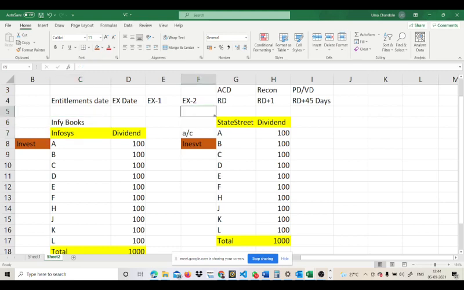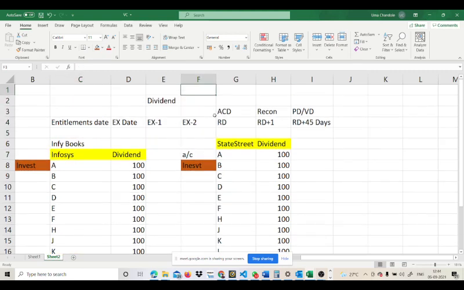Okay. So what is the rule for dividend? Suppose if you want the benefit of dividend, then you should always place the trade before the X date. Before the X date means X date minus 1 would be your entitlement date. You can even put it here or before that, that is fine. So the trade should be placed before the X date and should be settled on or before the record date.